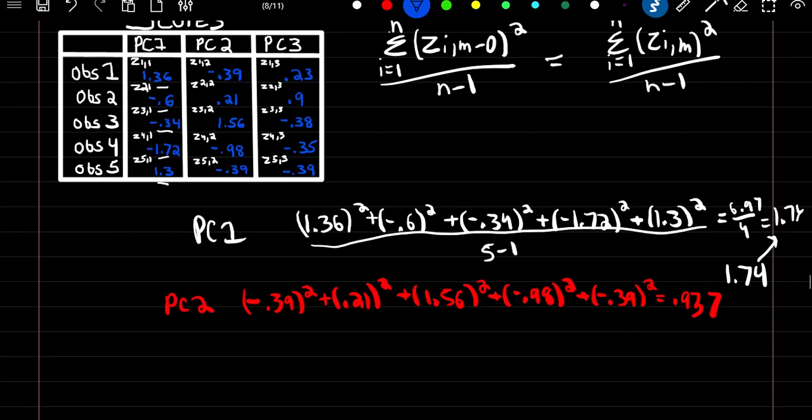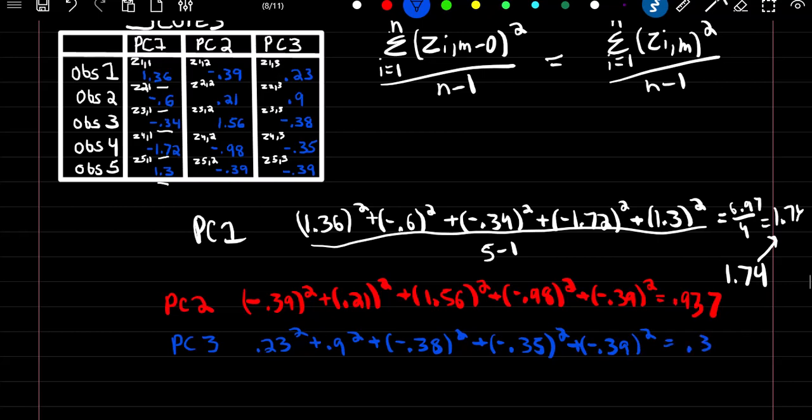And then finally for principal component 3, we can do 0.23 squared plus 0.9 squared plus negative 0.38 squared plus negative 0.35 squared, and finally negative 0.39 squared. And this will produce a value of 0.32. So these are the values of the variance of our principal components, aka our eigenvalues.